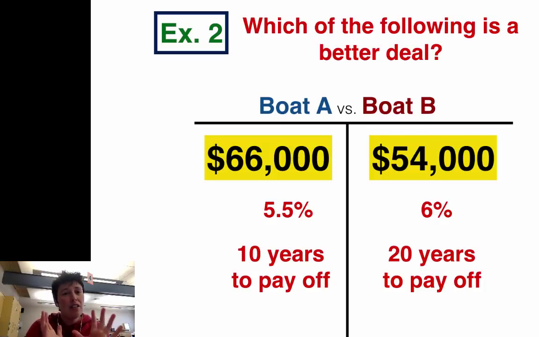Boat A, you have 10 years to make the payments. Boat B, you get 20 years. You have longer to make the payments. Which one is a better deal for you? So let's go through our math and figure that out right now.